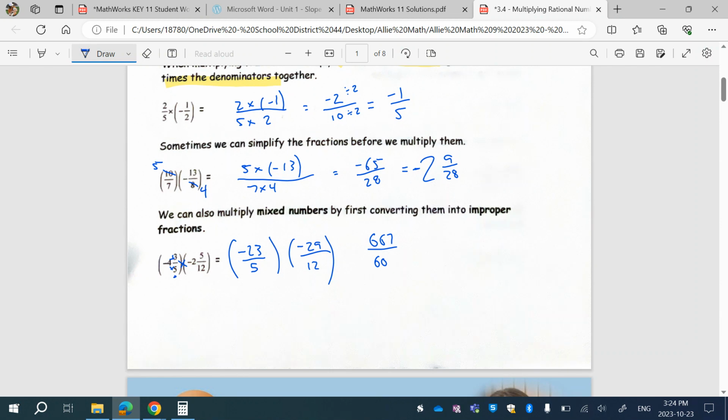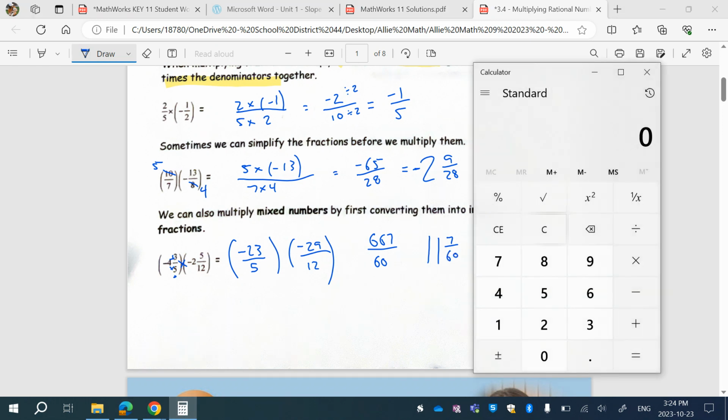Then we can ask ourselves, how many times does 60 go into 667 without going over? I know that it could go in 10 times. That would get us to 600. And another one would get us to 11 with 7 over 60 left over. You can do that in your calculator. 667 divided by 60 equals 11 and a bit left over. 11 times 60 equals 660 with just 7 left over.